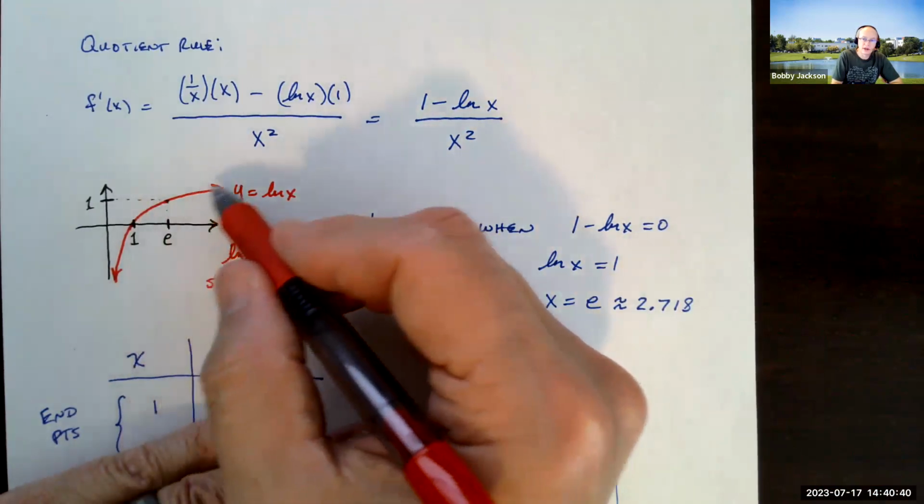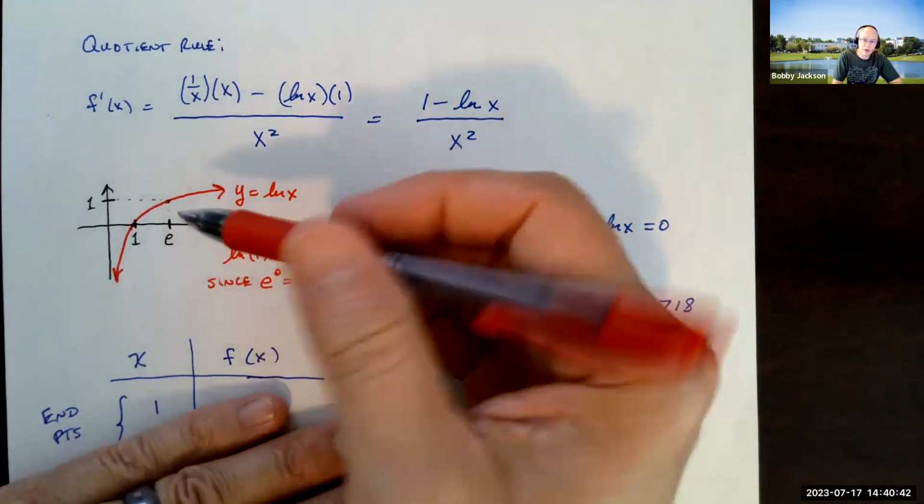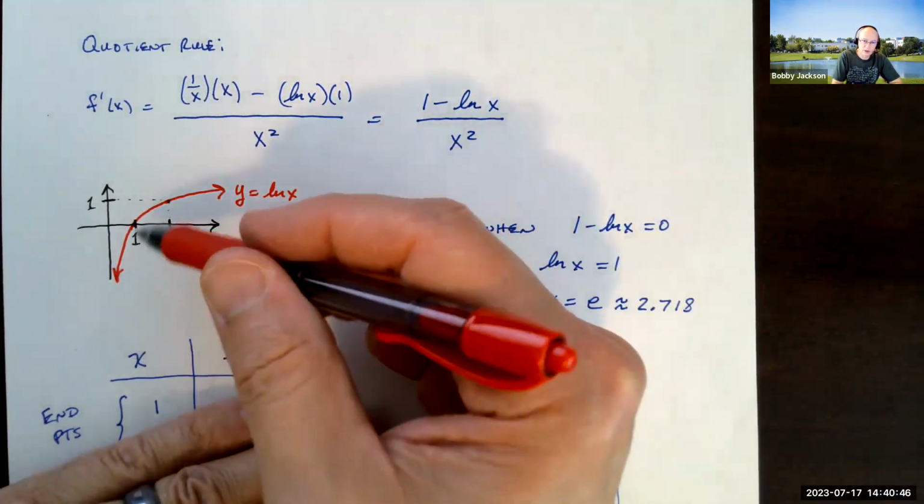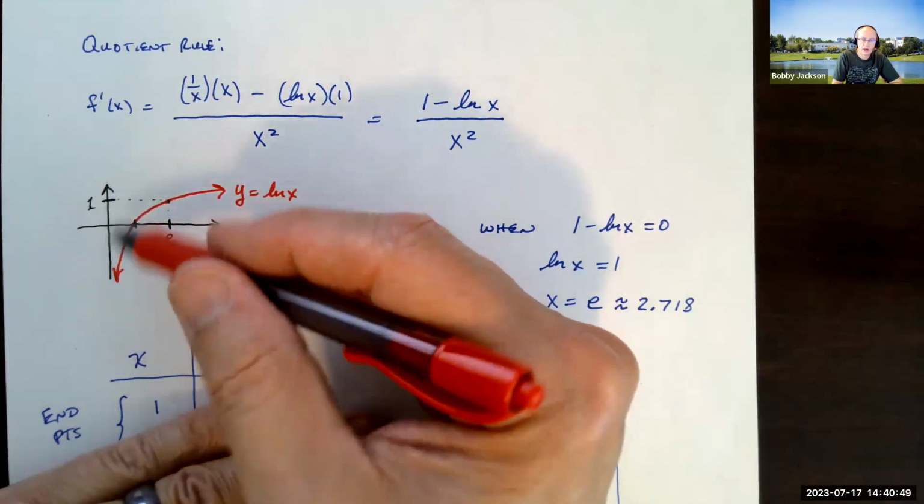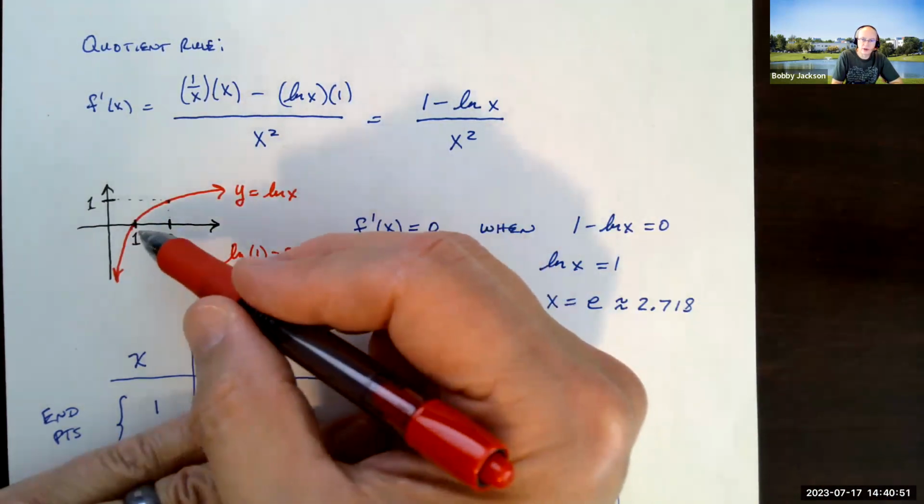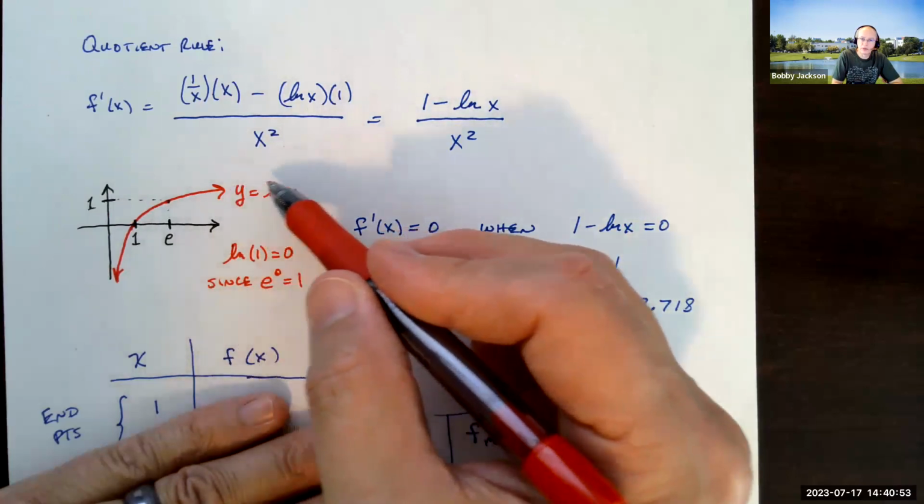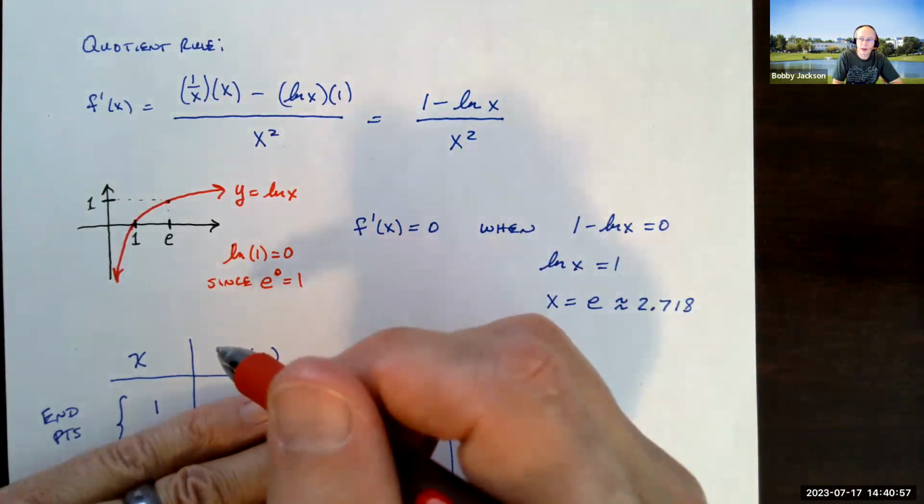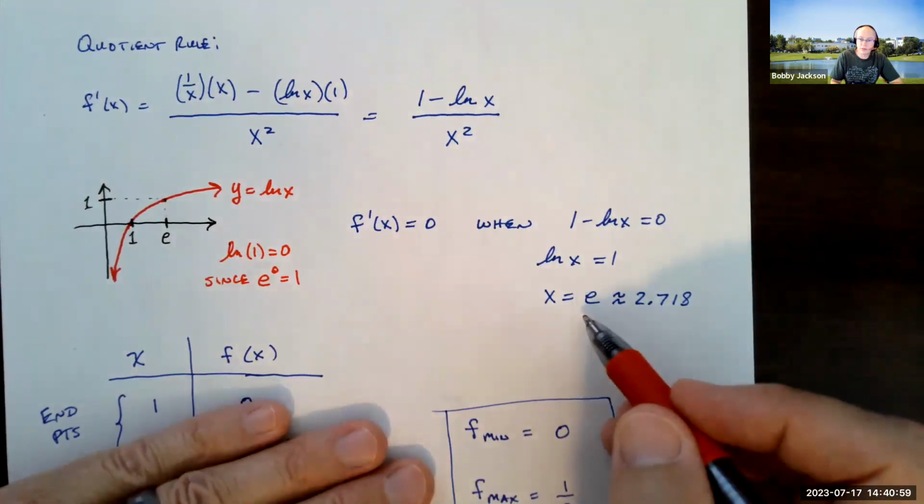And this is the graph of the natural log function. You should be familiar with its behavior. As x approaches 0 from the positive side, we're approaching negative infinity. We have a vertical asymptote at x equals 0. As x goes to infinity, the natural log function approaches infinity slowly, but it does go to infinity. Okay, so there is our critical point.